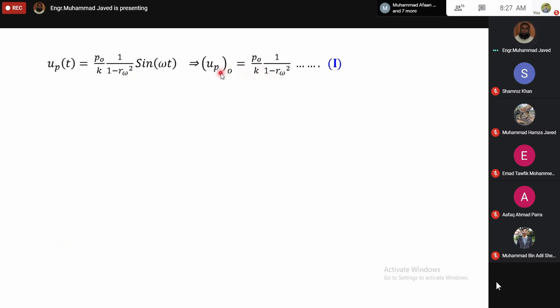Up naught is provided, p naught is given, but k and r omega need to be calculated. So r omega frequency ratio is represented by omega over omega n. Omega n is under root k over m. Omega frequency of the force is also given, 75 radian per second. Mass is 2 kg. So we finally get this expression for r omega.